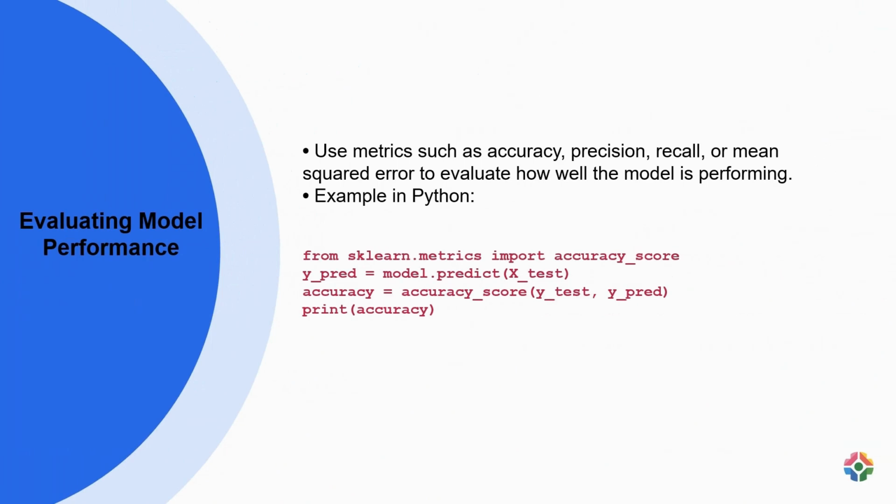When evaluating a model's performance, metrics such as accuracy, precision, recall, or mean squared error are commonly used. For instance, in Python, the accuracy_score function from the sklearn.metrics module can be employed to determine the accuracy of a model's predictions. By comparing the actual labels y_test with the predicted labels y_pred on a test set X_test, the accuracy score is calculated and can provide insights into how well the model is performing. This metric is valuable in scenarios where correctly identifying positive instances is essential, like in medical diagnostics or fraud detection.